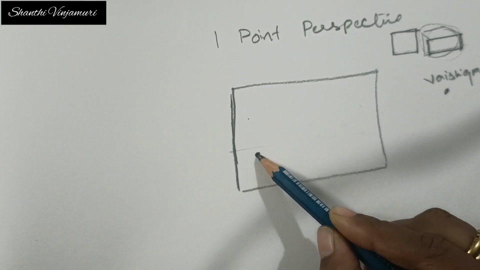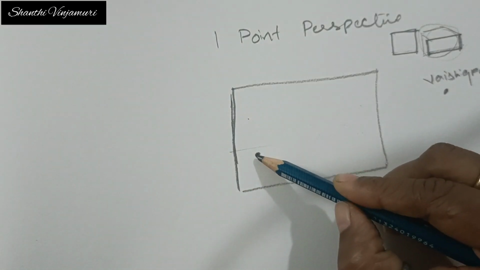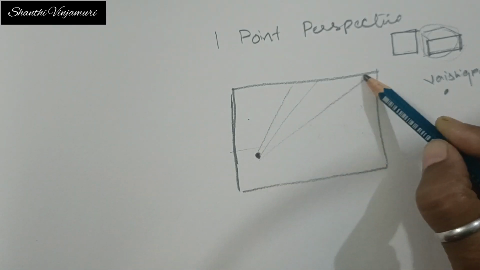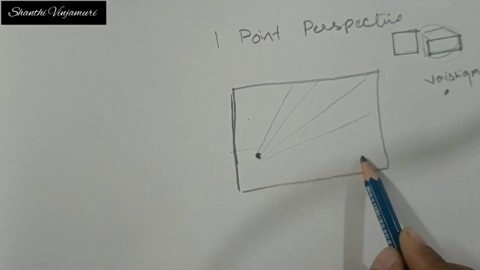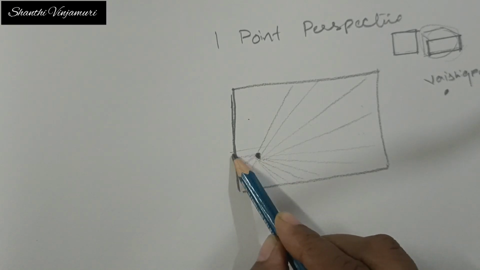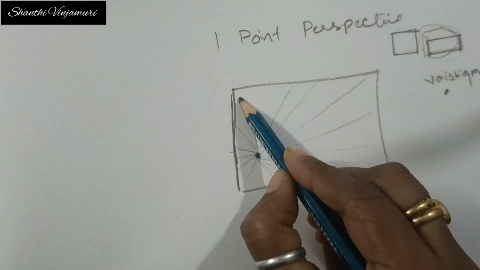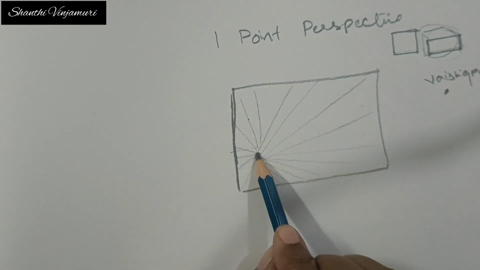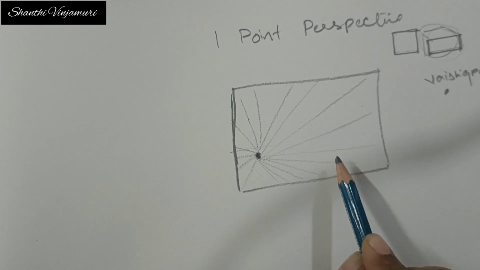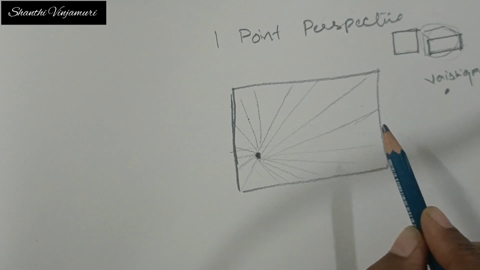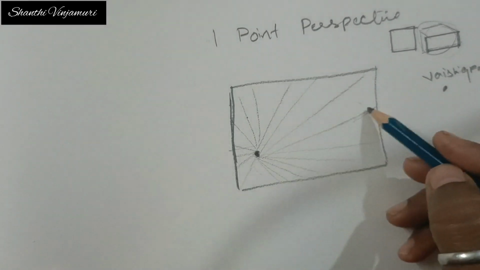When you put a vanishing point, you draw diagonal lines, which are imaginary lines. From these imaginary lines, we are going to build all our objects, whatever you want. You want to build a building, draw a tree, draw anything, with the help of the vanishing point and imaginary lines, we build objects. These imaginary lines are also called orthogonal lines.